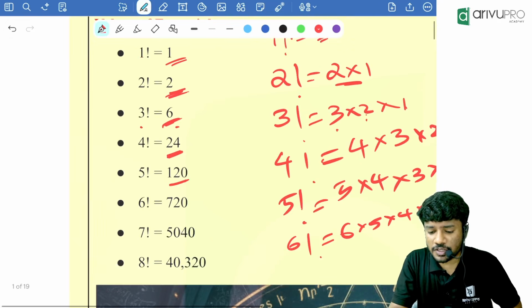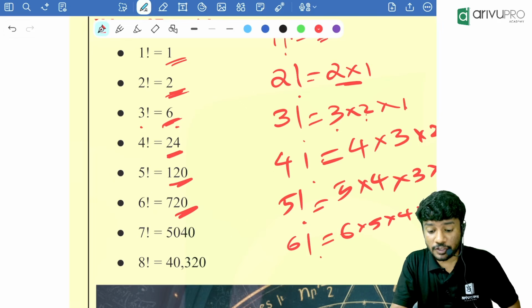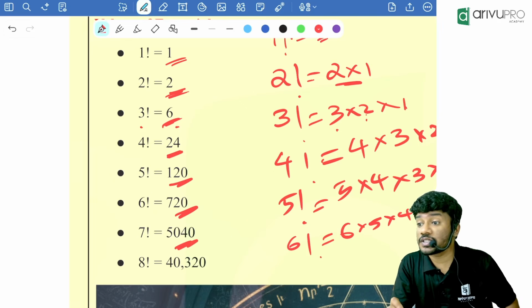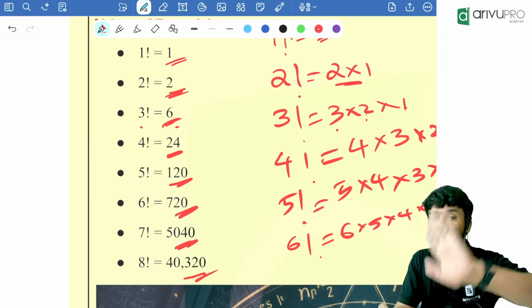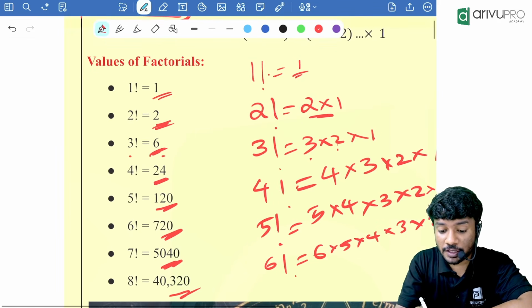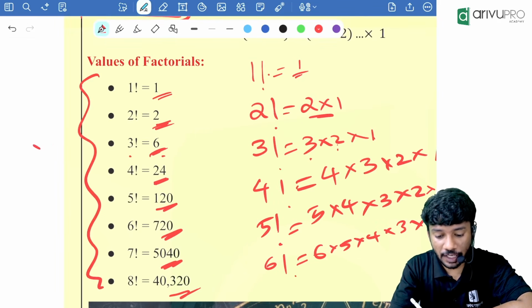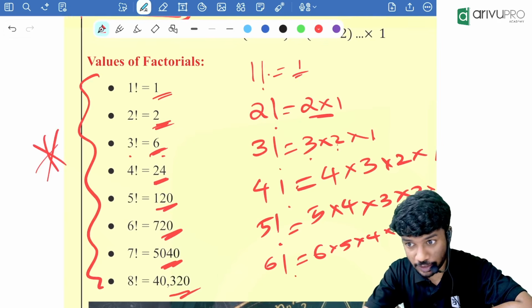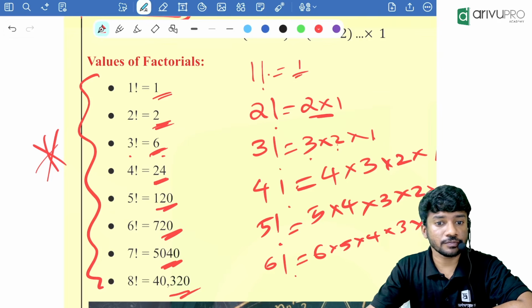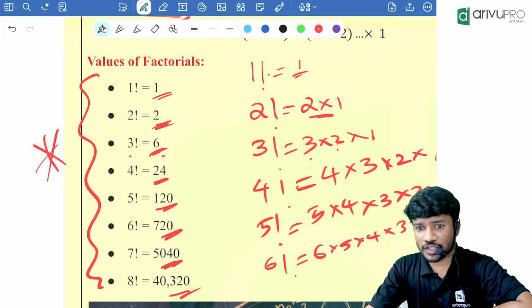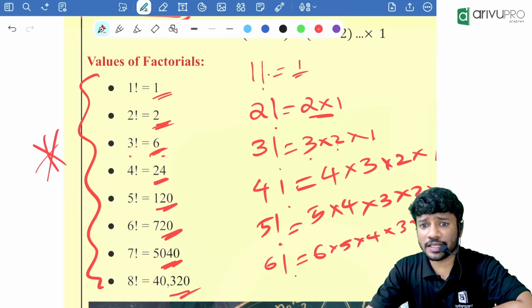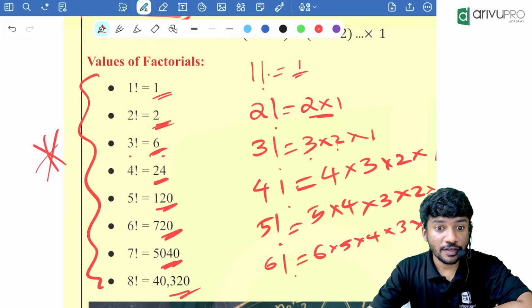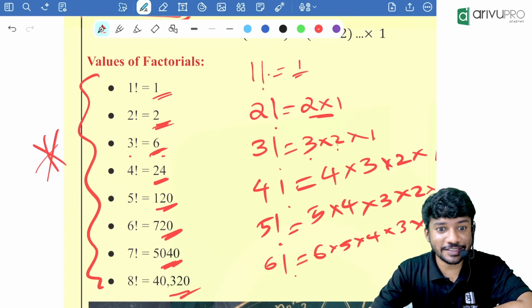5 factorial is how much? 120. 6 factorial is 720. 7 factorial is 5040, and 8 factorial is 40320. Now people, if you ask me, you should remember till here. I'll tell you why in a few seconds. Okay. So 2 factorial is how much? 3 factorial is how much? 6. 4 factorial is how much? 24. 5 factorial is how much? 120. 6 factorial is how much? 720. 8 factorial is how much? 40320. I asked 8 factorial.